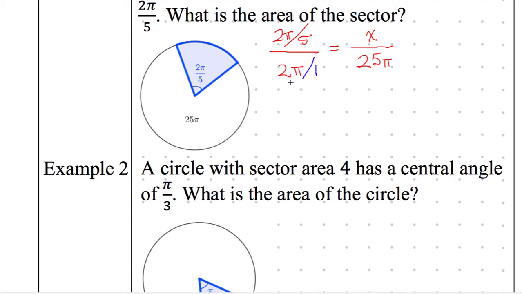Who can help us? I need to keep the numerator. Leave it 2 pi over 5. I'm going to change it from a division problem to a multiply, and then I need to take the reciprocal of my bottom. Who can do that for us? Colby, you want to take a shot at it? Go for it.